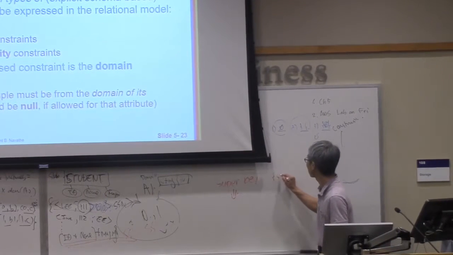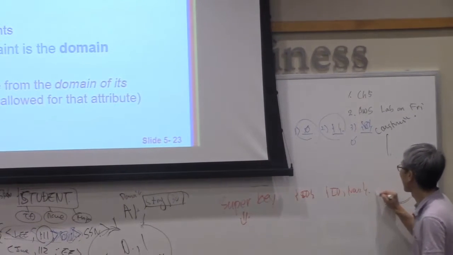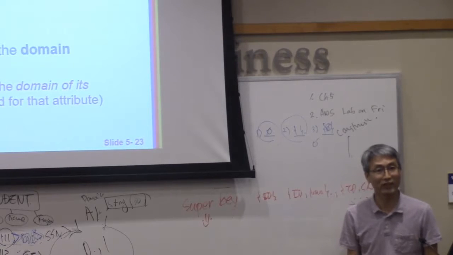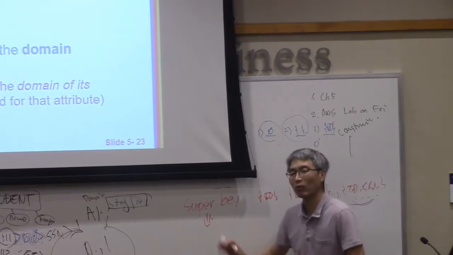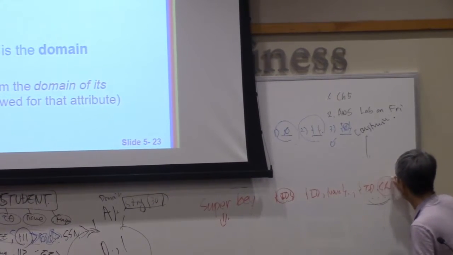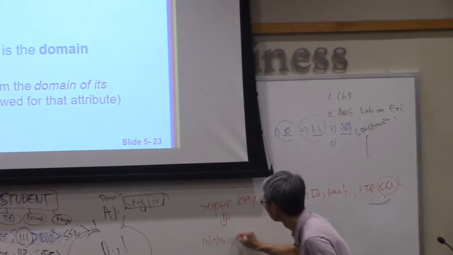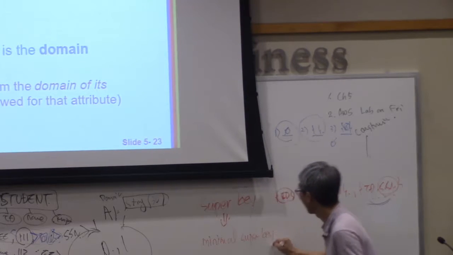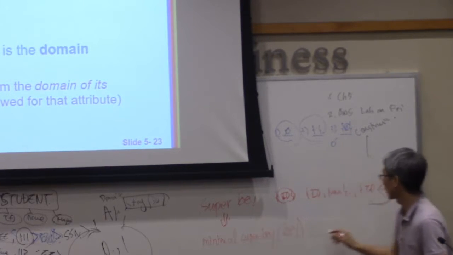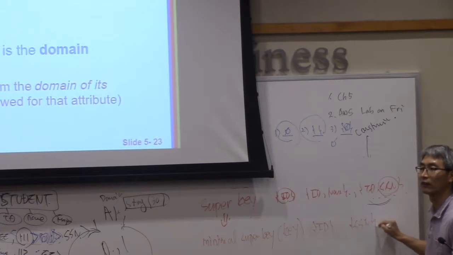for example, the ID is a super key. ID plus the name is a super key. Or the ID plus the SSN is a super key. And many others, as long as they identify each tuple. However, we don't need all the super keys. Instead, we need ID and social security number only. So this is called the minimal super key, or sometimes it's just called key. So when we talk about key, it is minimal super key. So in this case, ID and SSN, for example.